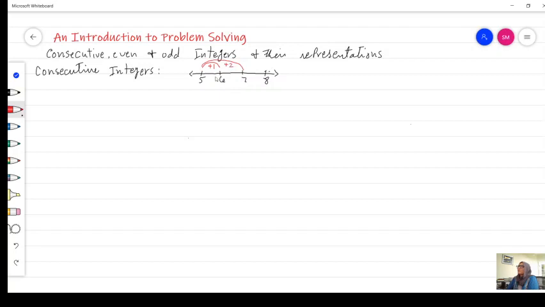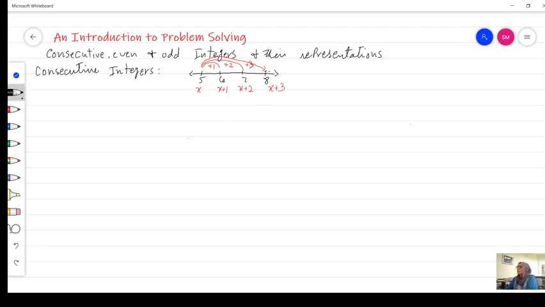so I'm counting spaces, 2. So my consecutive integers, the first integer is x, then the second one is going to be x plus 1. The third one is going to be x plus 2 because I have 2 spaces from 5. If I go from 5 to 8, then I have 3 spaces, 1, 2, and 3. So my algebraic expression is going to be x plus 3.